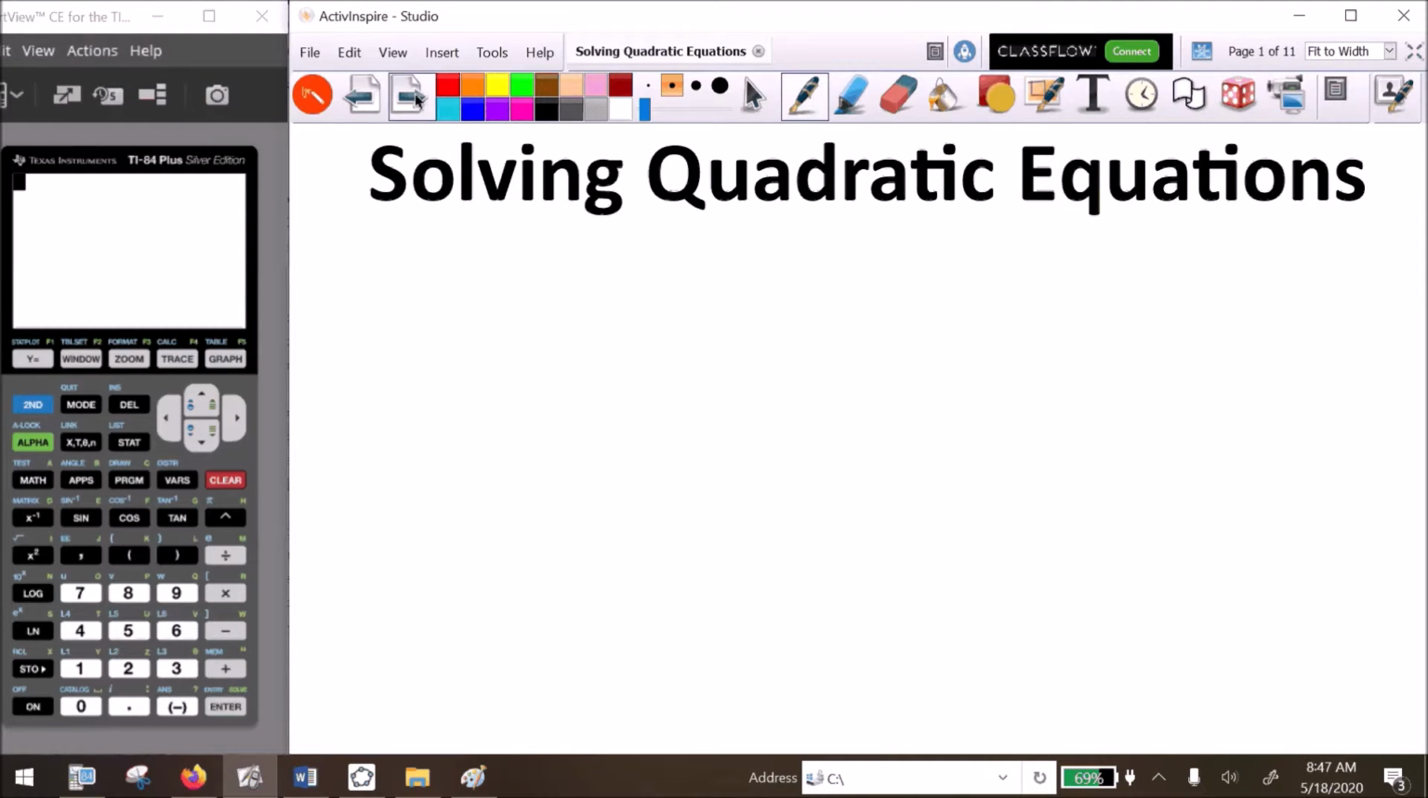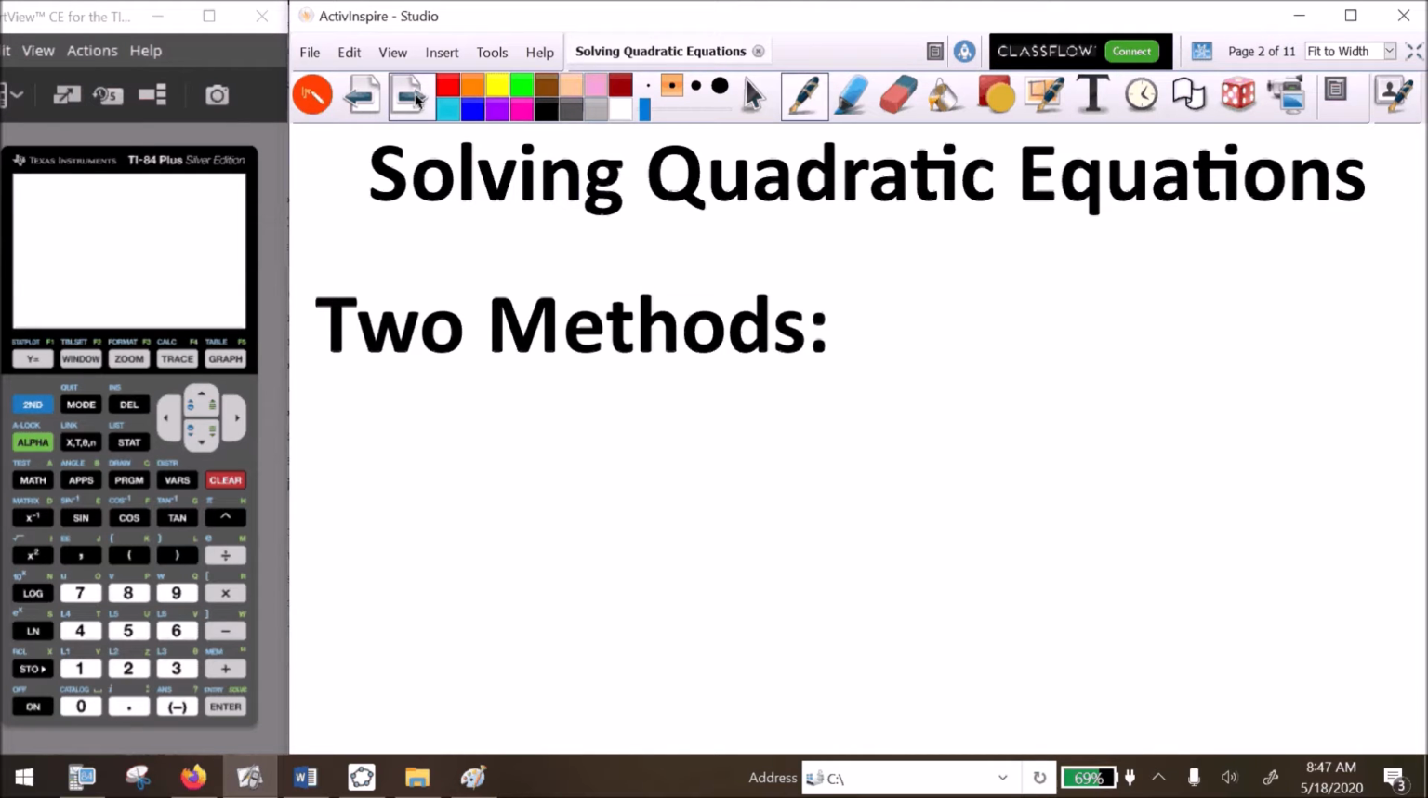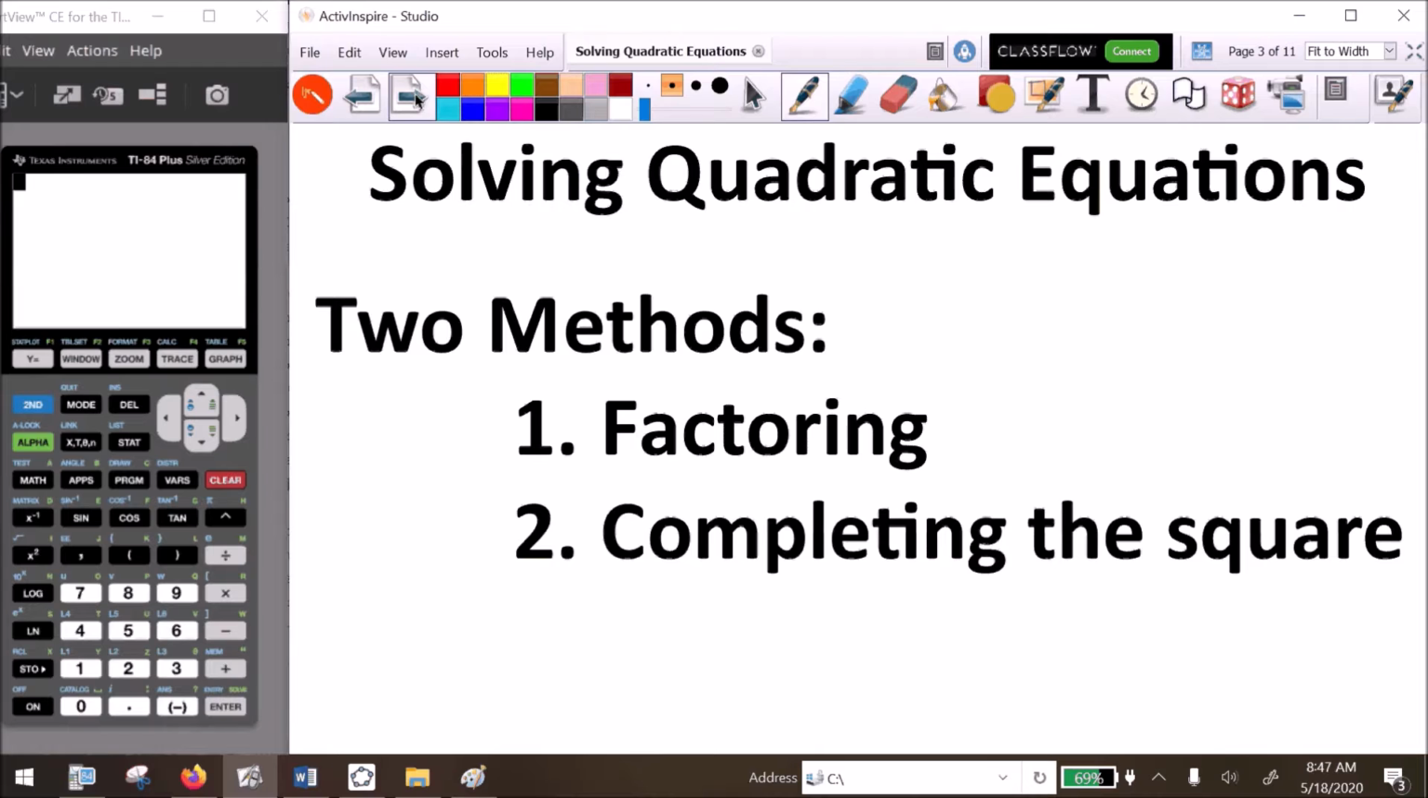In this video, we're going to learn how to solve quadratic equations. We're going to look at two methods today. The first method is called solving by factoring, and the other method is solving by completing the square, which we learned last week. Let's take a look at our first example.